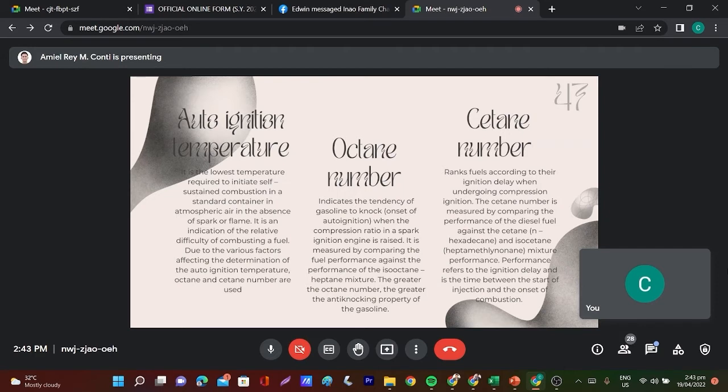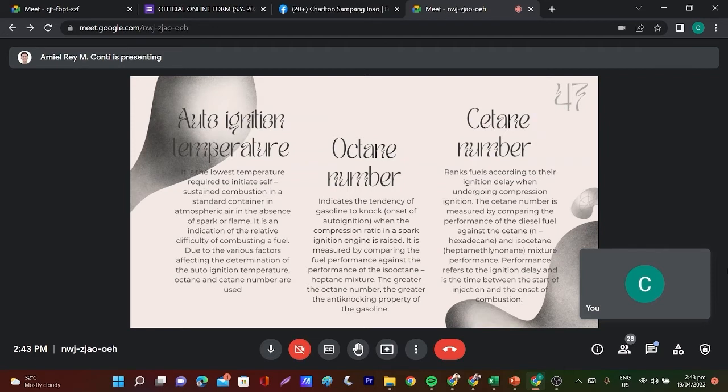Okay. Octane number indicates the tendency of gasoline to knock or onset of auto-ignition when the compression ratio in a spark ignition engine is raised. It is measured by comparing the fuel performance against the performance of an isooctane-heptane mixture. The greater the octane number, the greater the anti-knocking property of the gasoline. Just like what I said earlier po, the higher the octane number, the better for the machine po kasi mas mataas po yung magiging compression ratio po ng machine.